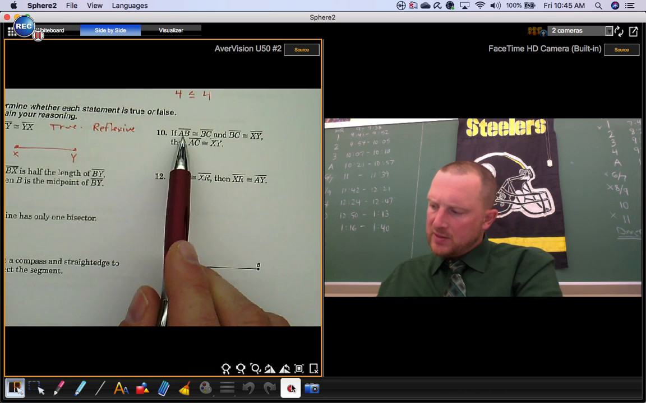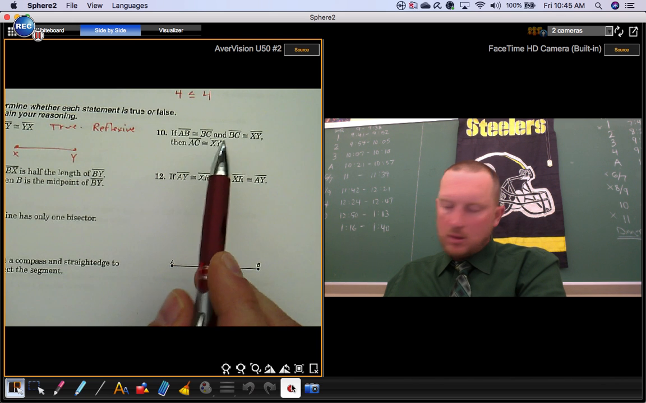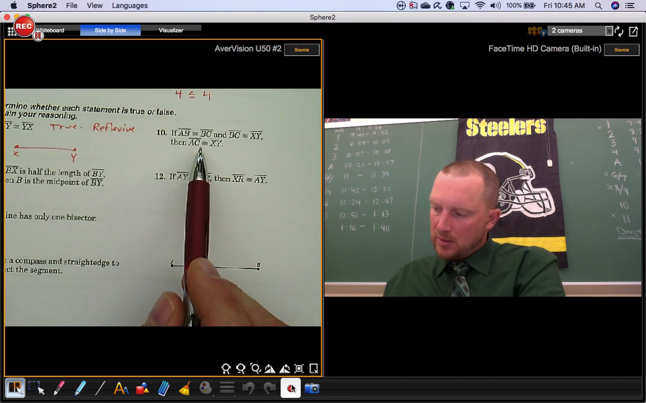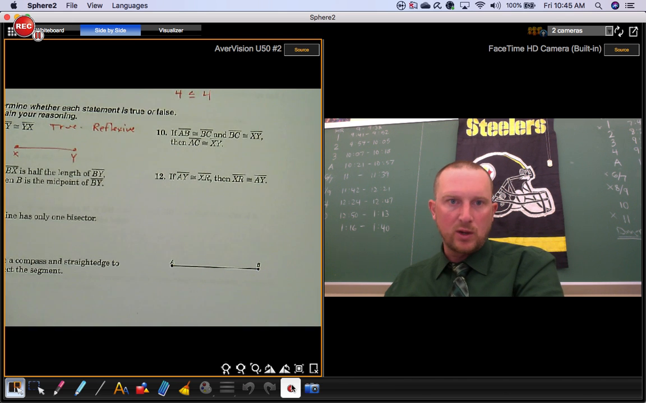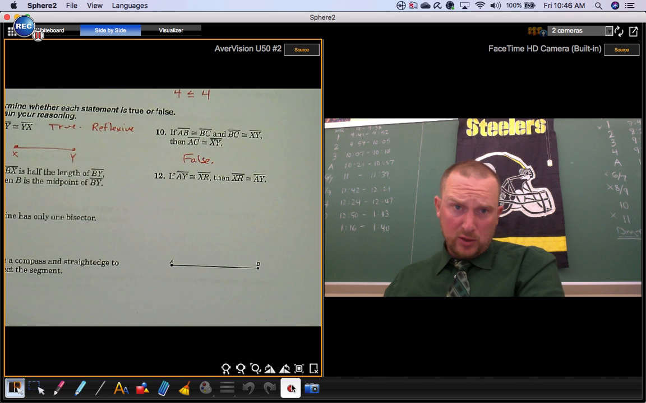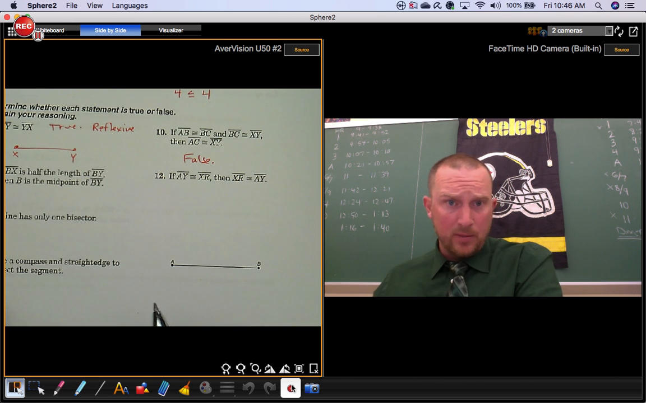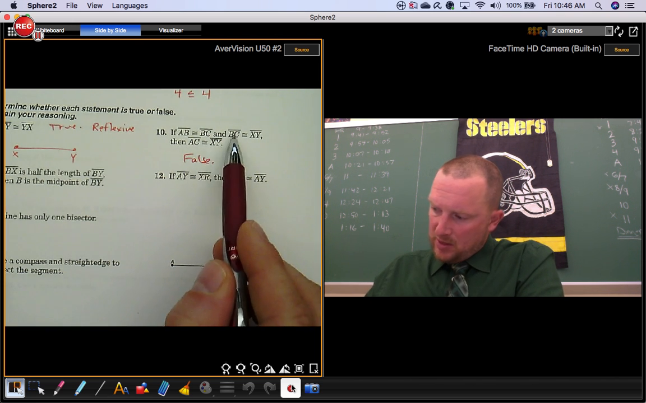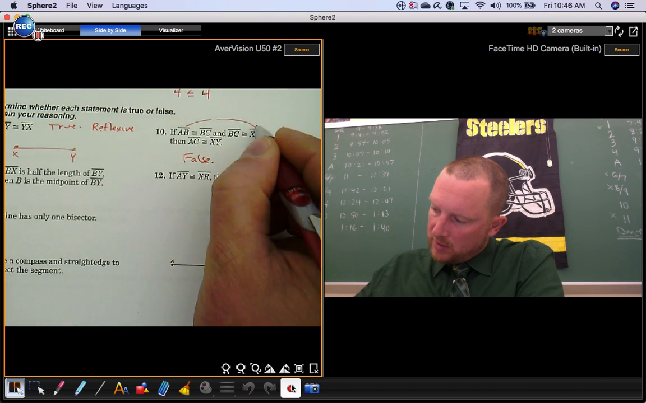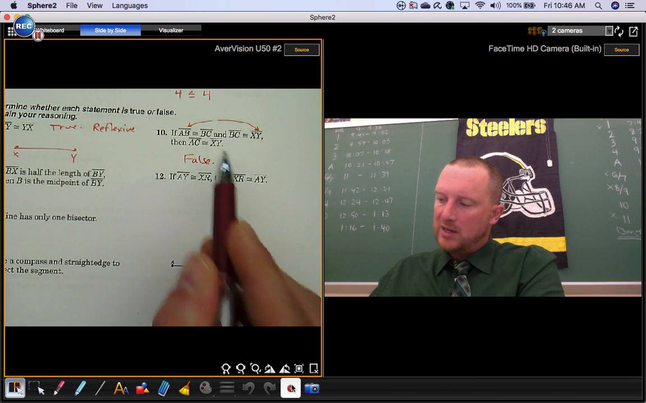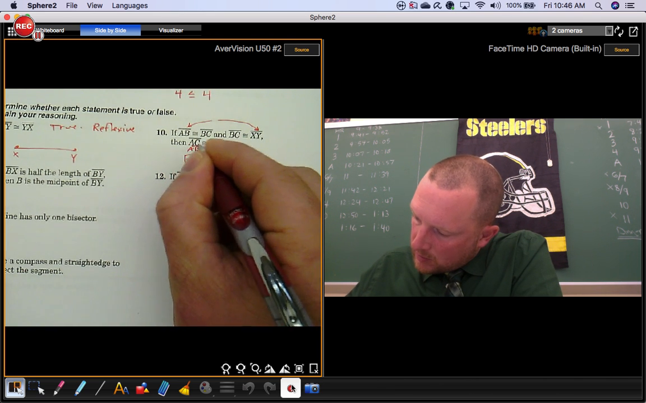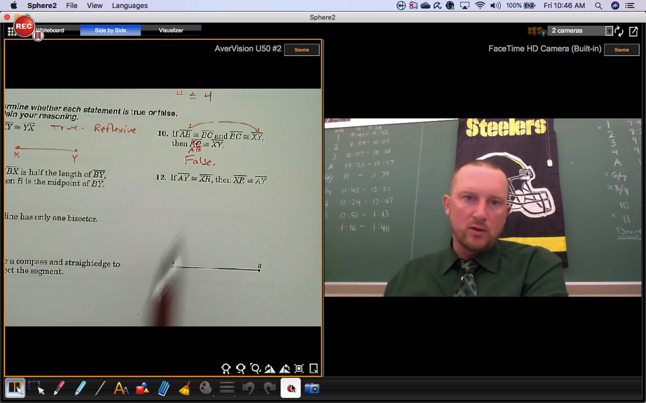Number 10, if segment AB is congruent to segment BC, and segment BC is congruent to segment XY, then segment AC is congruent to segment XY. That's false. It looks like they're trying to use the transitive property there. This segment BC is congruent to two different segments, so it's these two segments that should be congruent, not segment AC and segment XY. It should be segment AB congruent to segment XY instead.